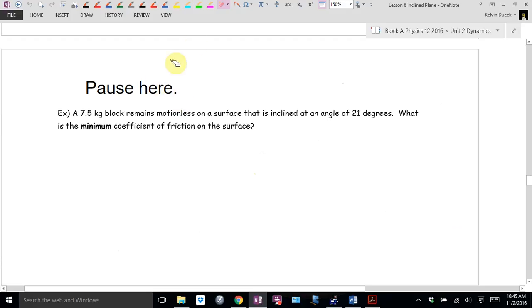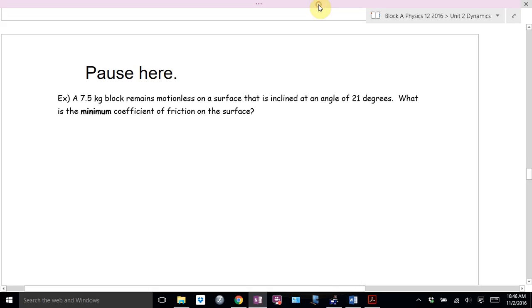This one here, after example 7, where I wrote pause here. Oh, I didn't want to hit that button. Wrong button.